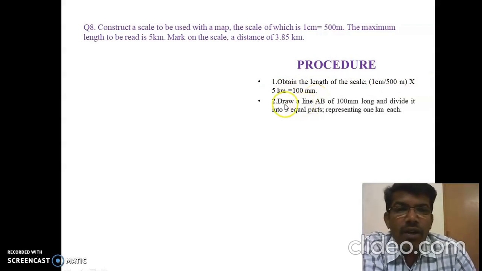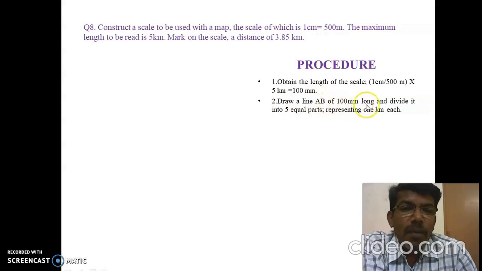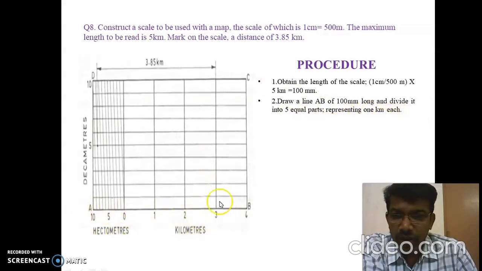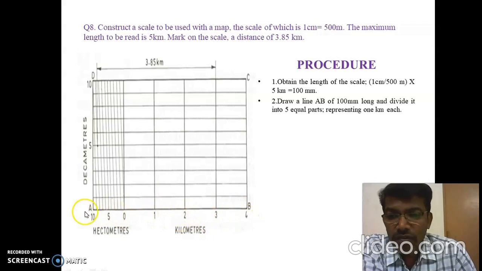Next, draw a line AB that is 100 mm long and divide it into 5 equal parts. Why 5 equal parts? Because we have 5 kilometers to be shown on the scale, so each part represents 1 kilometer. So see here, this is a drawing. This is equal to the length of 100 millimeters. Now I divide this 100 millimeters into 5 equal parts such that one division is 2 centimeters. The first division is taken as 0, 1, 2, 3, 4 and the last one is 5.